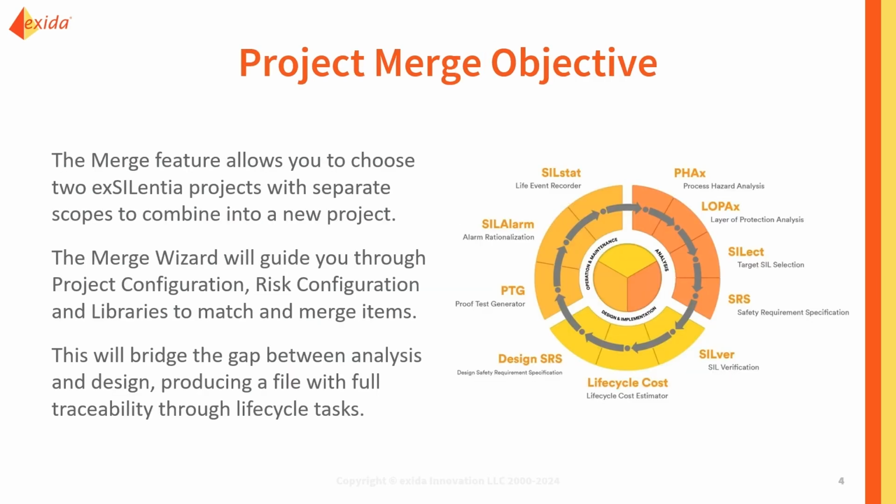So the objective of Project Merge again is to take two separate exSILentia files and combine them into a single file. And to understand why you might do this, you have to understand the integration that we have within exSILentia between our modules. The idea is that within exSILentia, you can document your process hazard analysis. You would be able to take a look at any high risk scenarios you have with your system, document the cause, the consequence, and any safeguards you have to bring your process back to the safe state if an event were to occur.